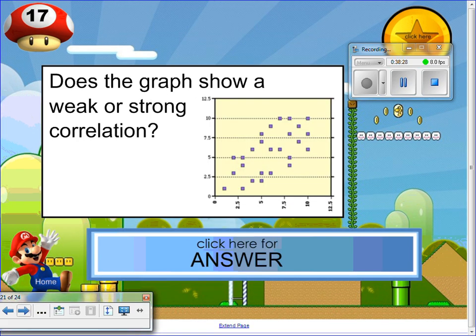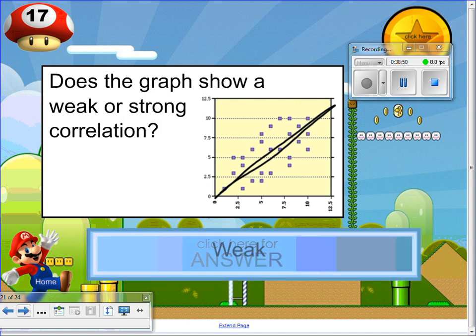Now, looking here, it says, does this graph show a weak or a strong correlation? Remember that the closer your points are to your line of best fit, if I were to draw a line of best fit here, the stronger the correlation. Those points are not super close to my line of best fit, so I would say this is a weak or moderate positive correlation. If you're trying to figure out on your test if it's between strong and weak, you would say weak.